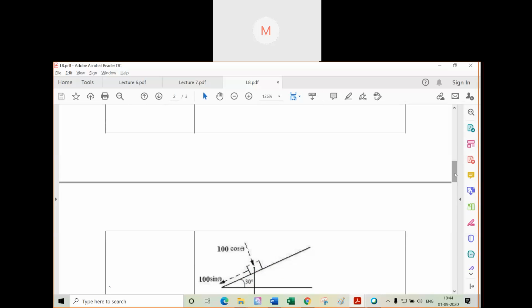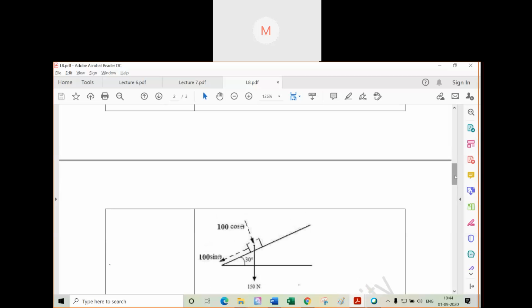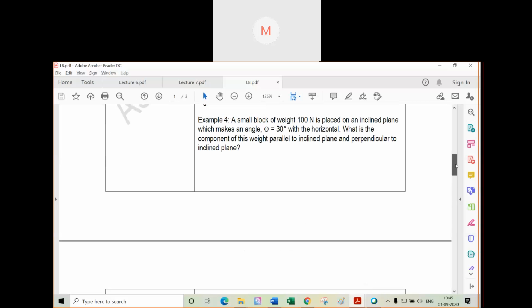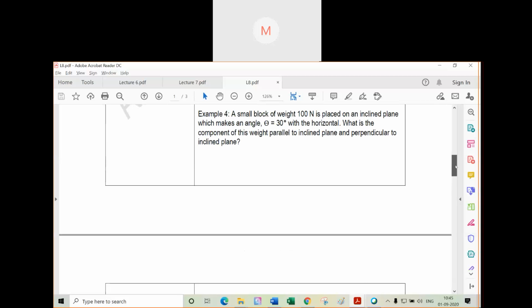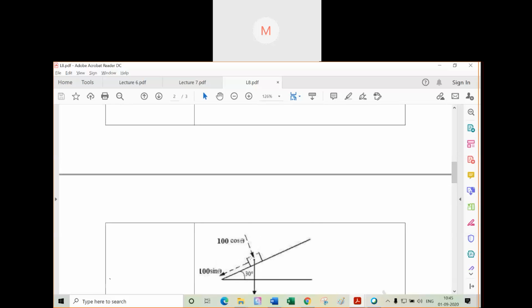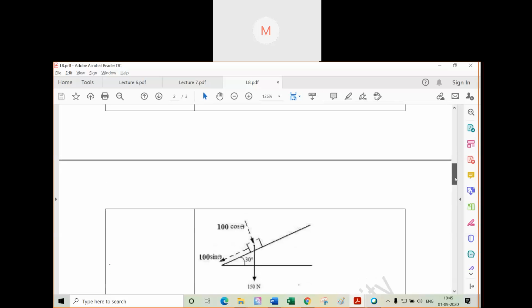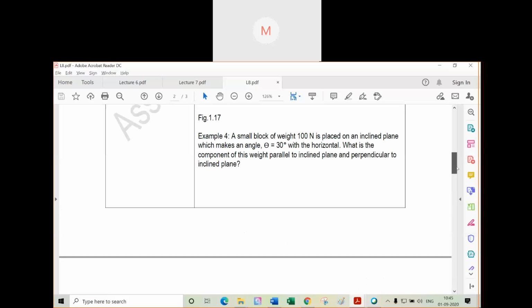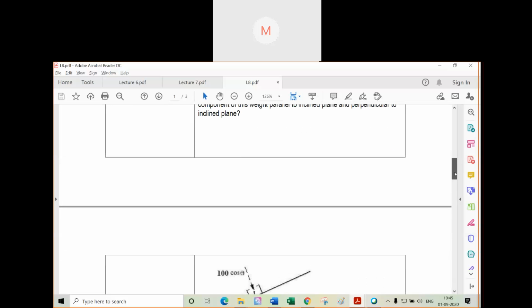So this is an inclined plane. The plane is inclined with the horizontal at an angle of 30 degree. Okay. So after that, what happens? This is the weight of the block. So this is how much? This is 100 Newton. Okay.